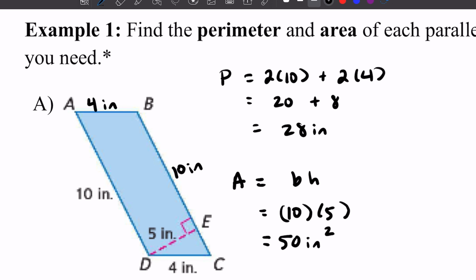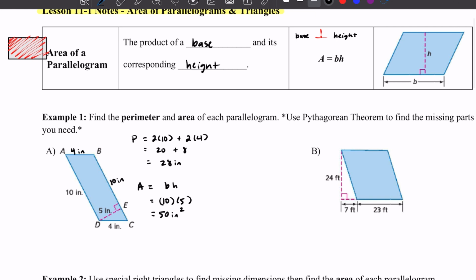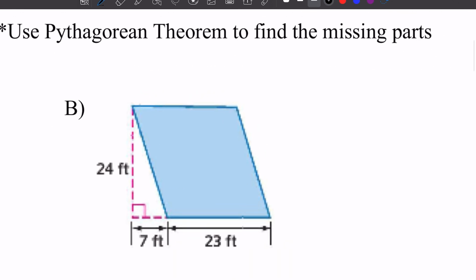Since this is a two-dimensional object, and we're dealing with area, I'm trying to figure out how much space this thing can take. You need to square the unit. Since it's two-dimensional, we put a 2 for the unit. Okay? All right, so that's the first one. Let's take a look at the second one here.